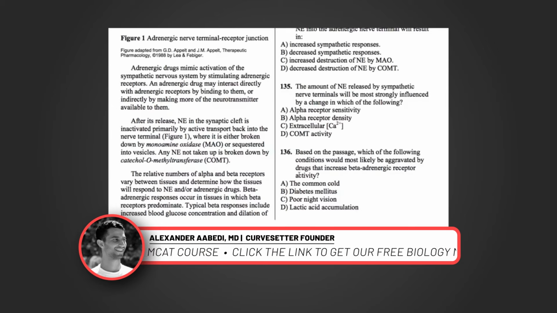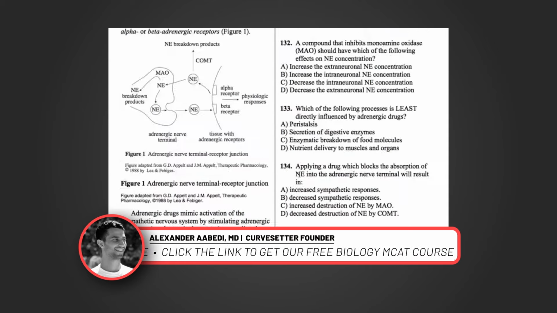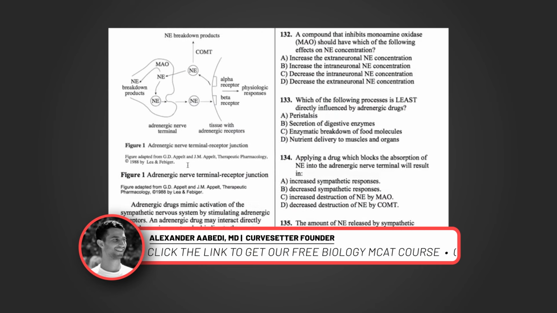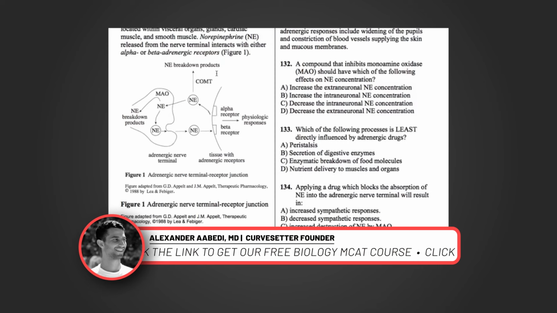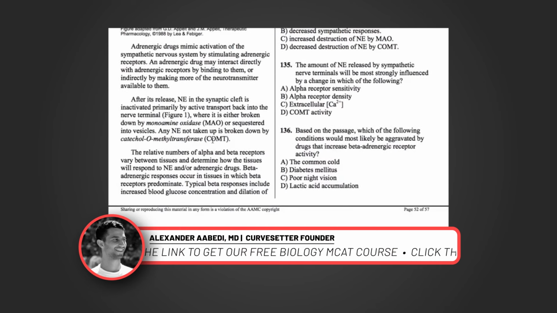So that's basically it. So I don't want you to start panicking with all these names. It's very simple, right? We have monoamine oxidase, which breaks down the neurotransmitter in the presynaptic neuron, so that'd be up here. And then you have COMT, which will break down whatever is left in the synaptic cleft. Okay? The relative numbers of alpha and beta receptors vary between tissues and determine how the tissues will respond to norepinephrine and or adrenergic drugs.